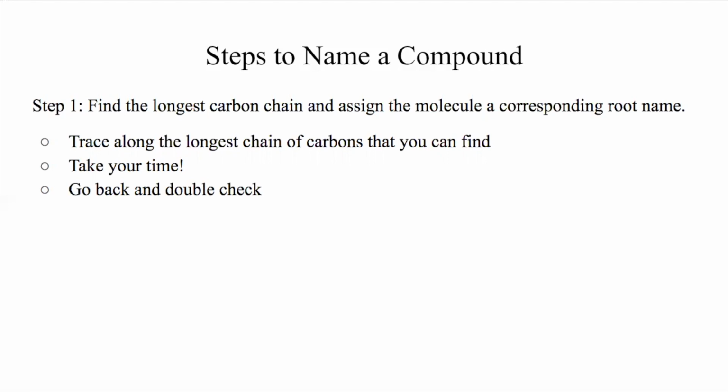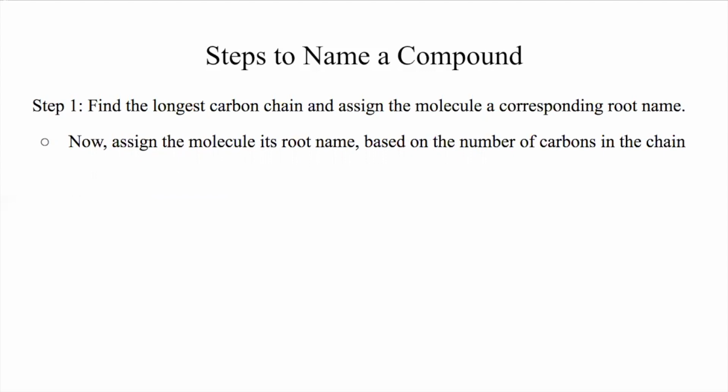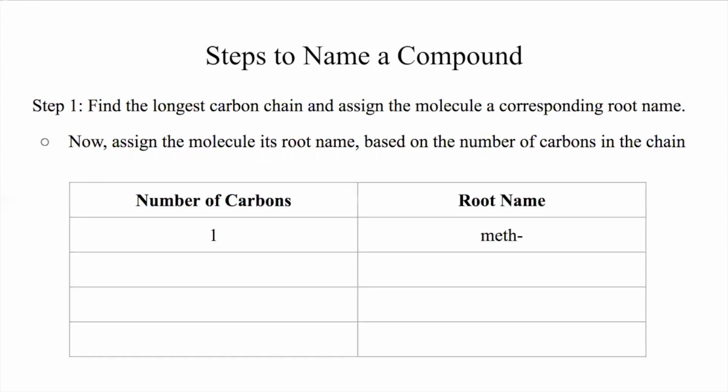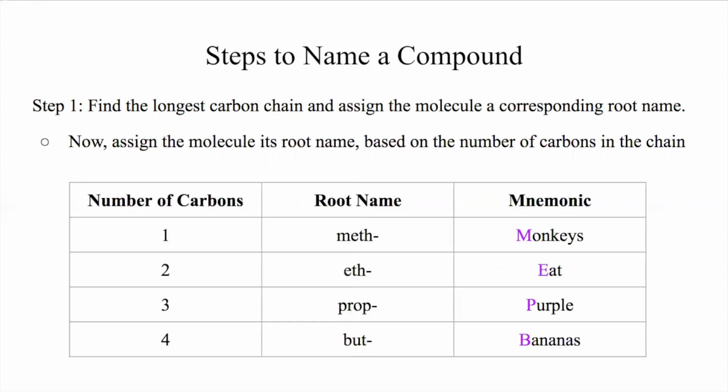Once you're confident, you can assign the molecule its root name, based on the number of carbons in the chain you found. If there is just one carbon, then the root name will be meth. 2 carbons means eth, 3 means prop, and 4 means but. These first 4 root names may seem kind of random, but fortunately, there's a helpful mnemonic that is personally my favorite part about organic chemistry. Monkeys eat purple bananas, with each beginning letter correlating to a root name.